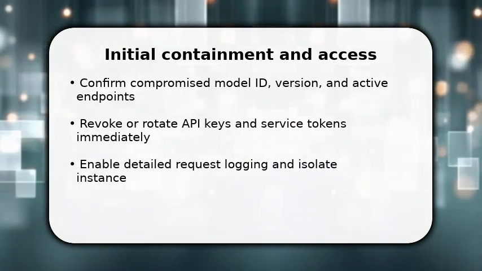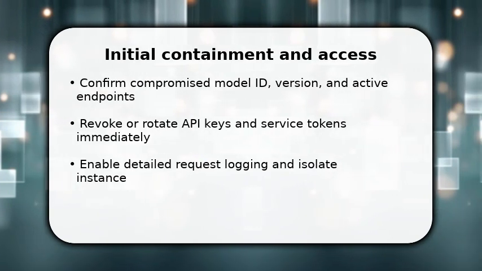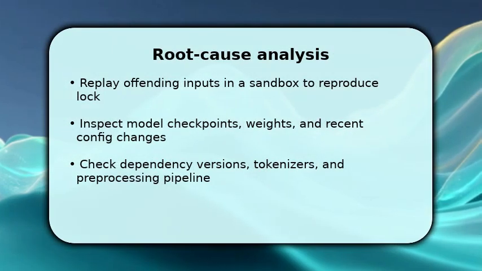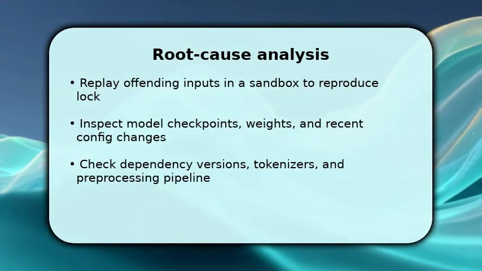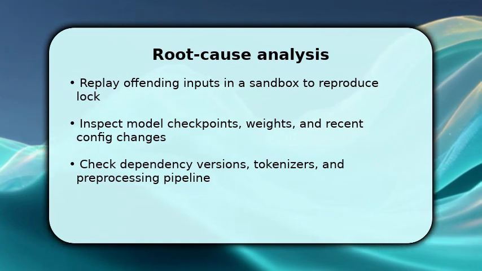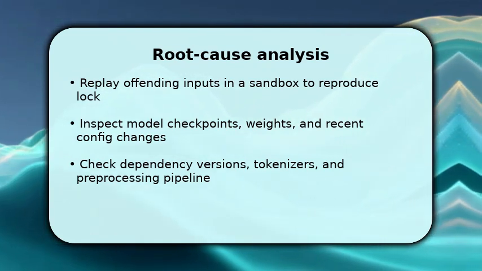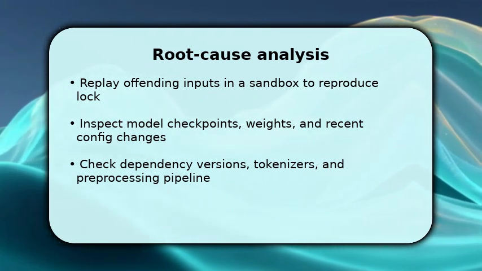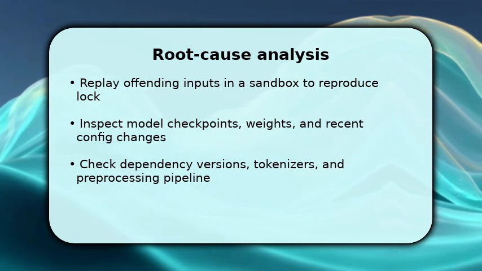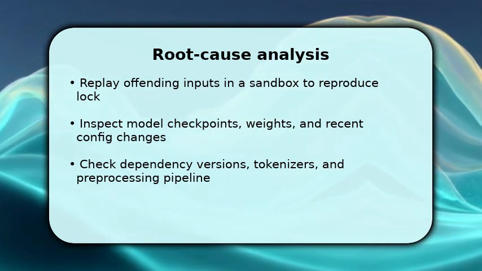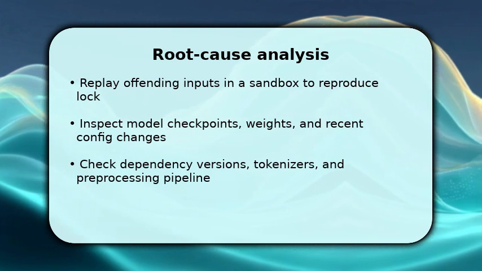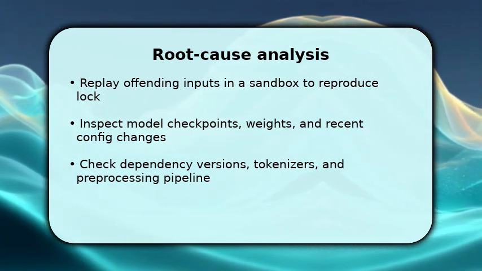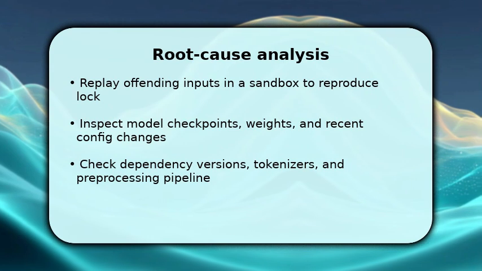Now dig into the middle work. Reproduce the lock in a controlled sandbox to observe the failure signature. Compare checkpoints and recent config diffs to spot corrupted weights or harmful fine-tunes. Analyze preprocessing and tokenizer behavior for malformed inputs. Once found, patch the pipeline or apply input validation. Simultaneously run differential tests between a clean baseline and the affected model.